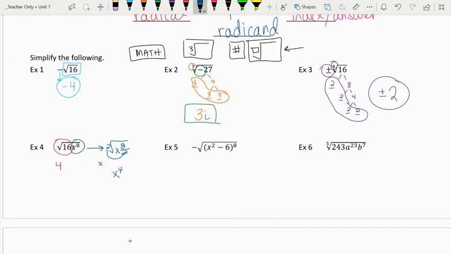Again, you can think about it as you have 8 x's and you will look for pairs of 2s. Well, you have 4 sets of x's, so that was why it would be x to the 4th. Okay, so our final answer would be 4 x to the 4th.